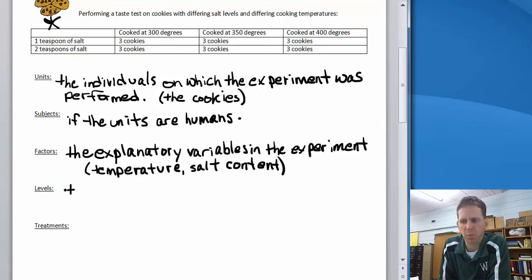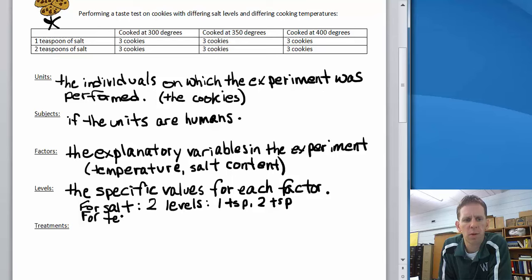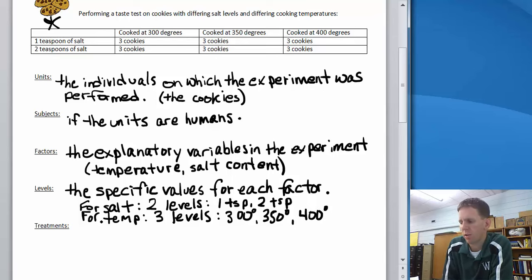Levels. The levels are the specific values for each factor. We have 2 factors, so we're going to look at the levels for the 2 different factors we have. For salt, there are 2 levels, 1 teaspoon and 2 teaspoons. For temperature, there are 3 levels. These levels are the different temperatures, 300 degrees, 350 degrees, 400 degrees. Those are your levels.